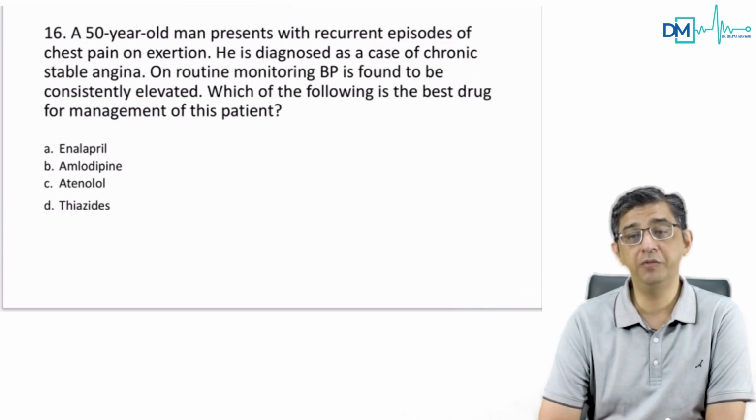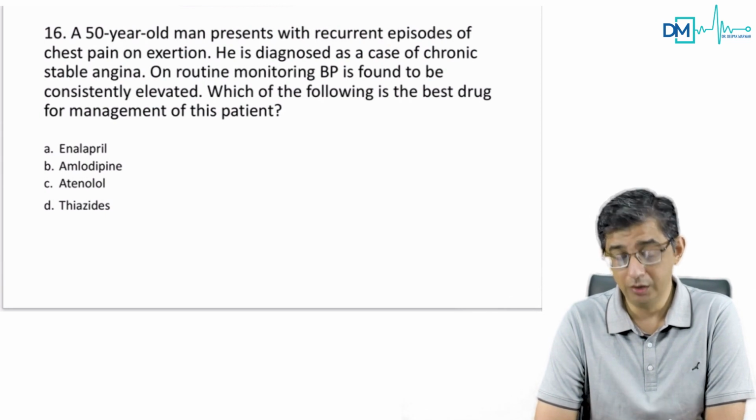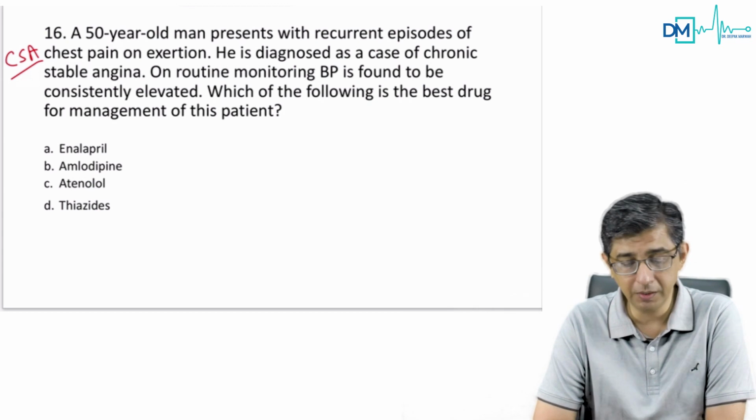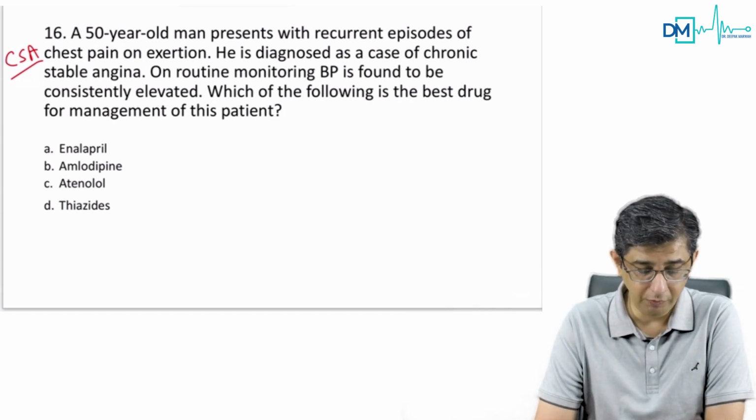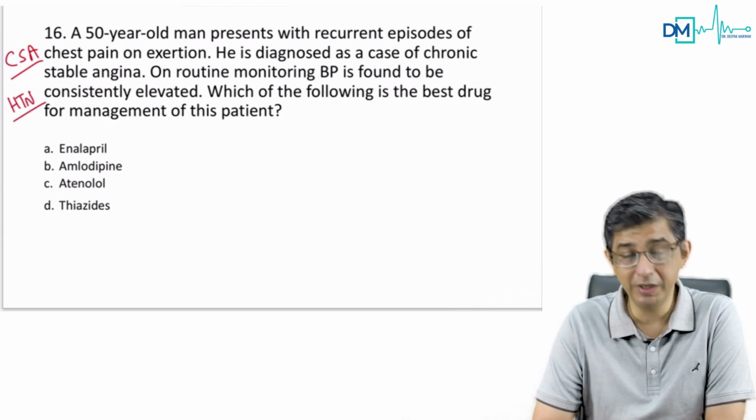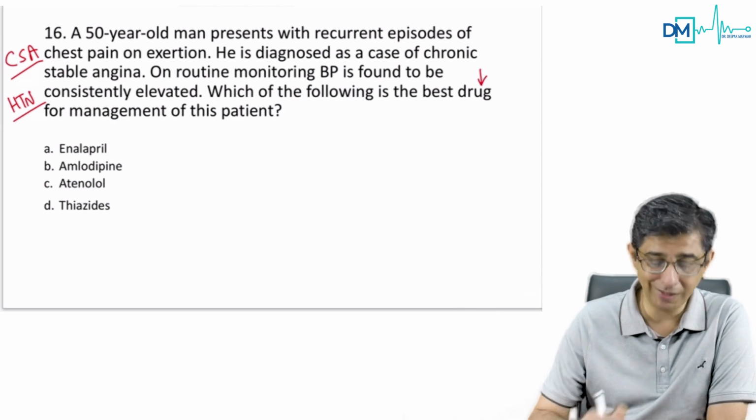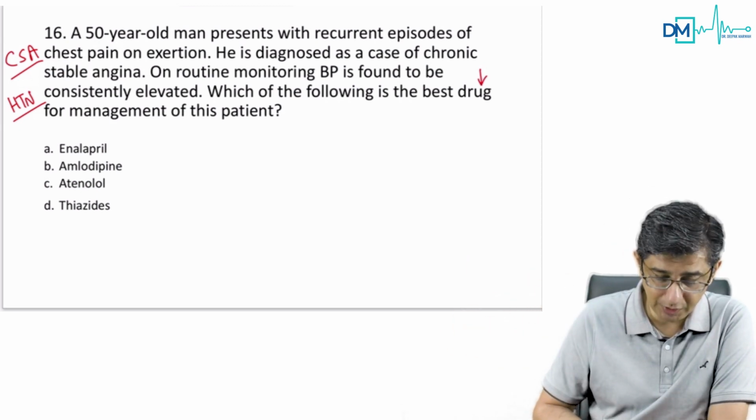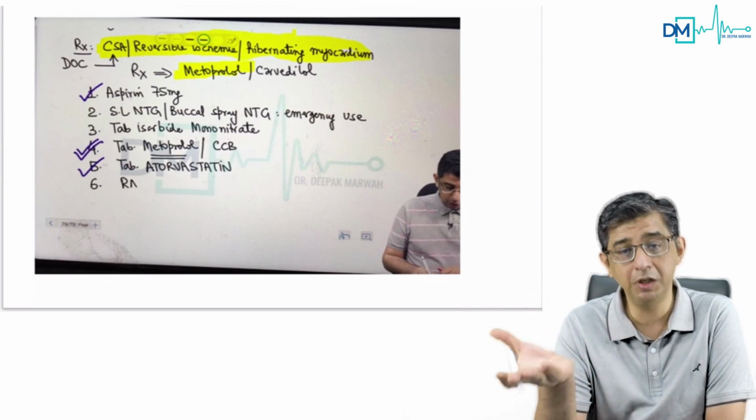Moving to the next one, a 50-year-old man presents with recurrent episodes of chest pain on exercise. The moment you read chest pain on exercise, you have to think in terms of chronic stable angina. On routine BP monitoring, his blood pressure is found to be elevated, so the risk factor is hypertension. So he's basically combined the two. What is the best drug for management of this chap, a chap with hypertension with chronic stable angina? I've highlighted in the app section that for any patient with chronic stable angina with hypertension, the drug of choice is beta blockers.